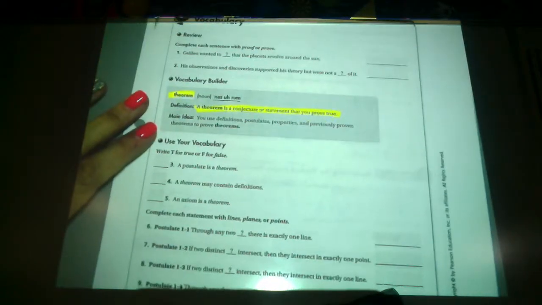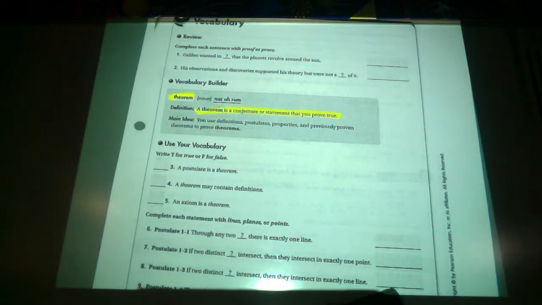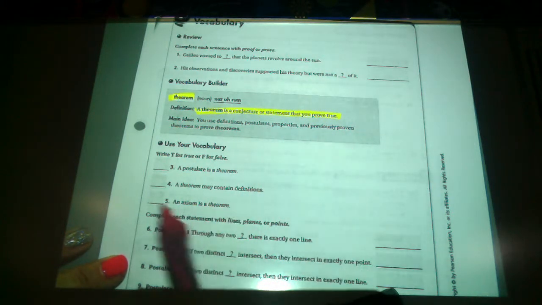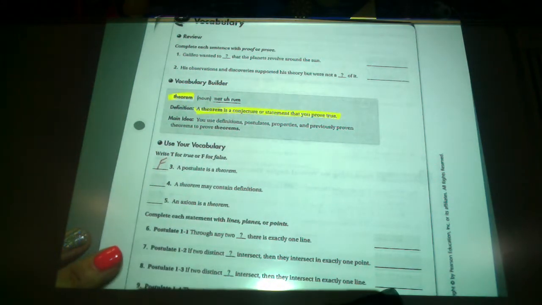So true or false, a postulate is a theorem. What do you think? A theorem is a conjecture statement that you prove true. Did we prove a postulate true? Prove it with a proof. No, that's false. A theorem may contain definitions. True.